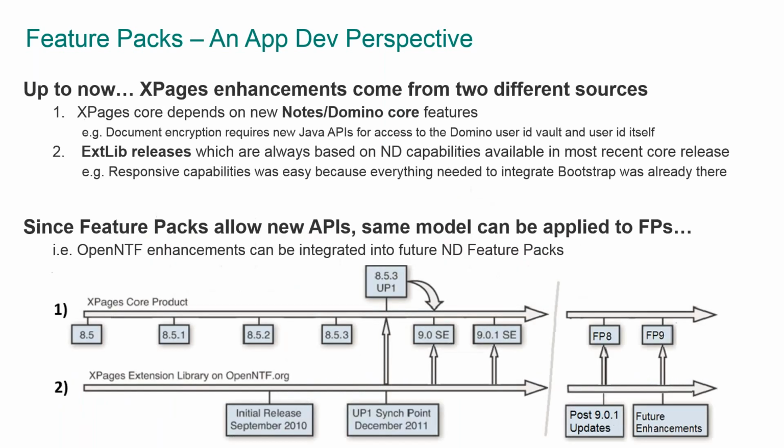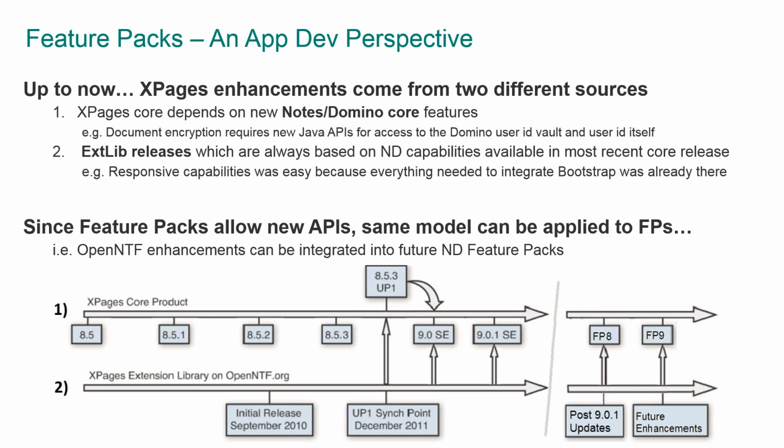So when we look at the picture today, that really hasn't changed significantly, because rather than syncing with product releases now, we can simply sync with feature packs. And because feature packs have a more frequent cadence than product releases, we expect to be able to release on OpenNTF as we always have, but to fold them into the product releases much more frequently. And because the feature packs themselves can contain not just fixes but new APIs, it gives us the ability to deliver app dev features on a much more agile basis.